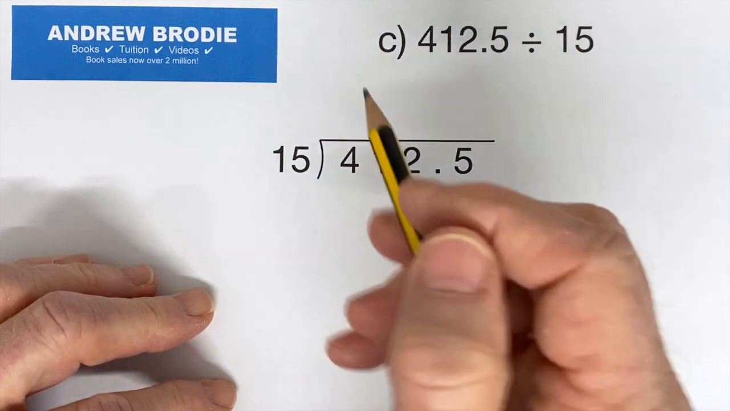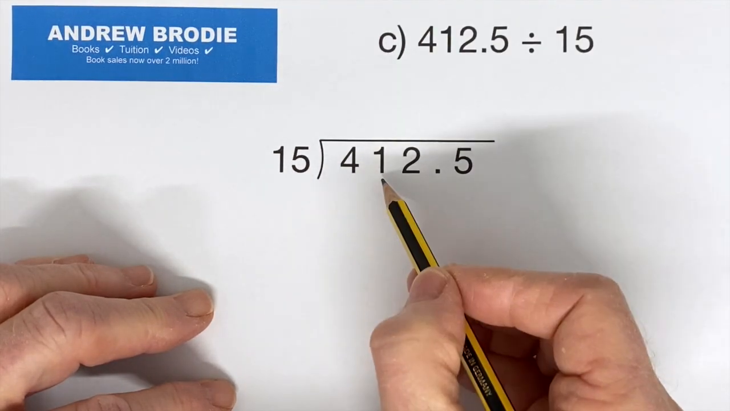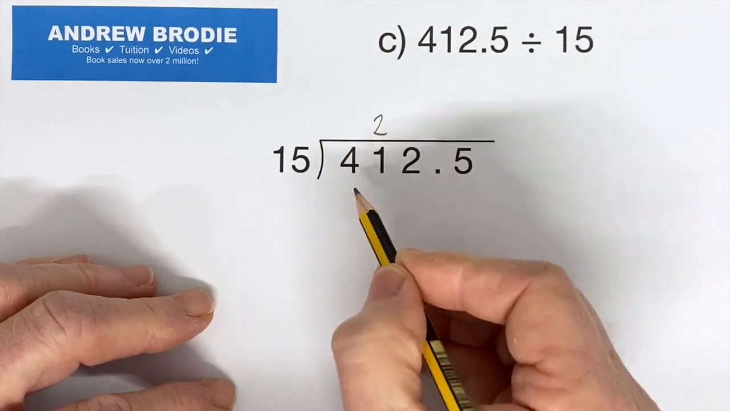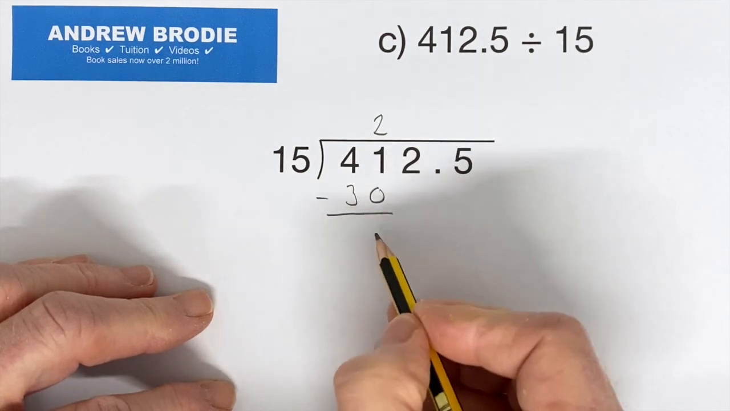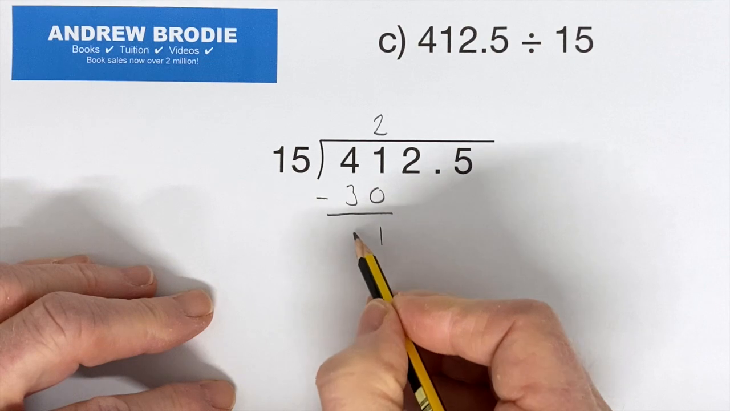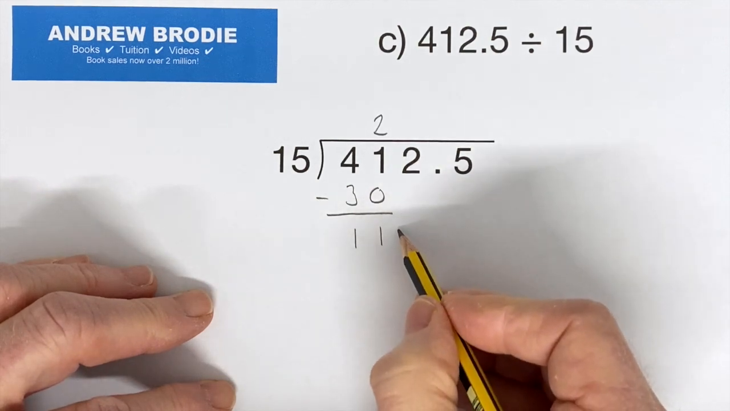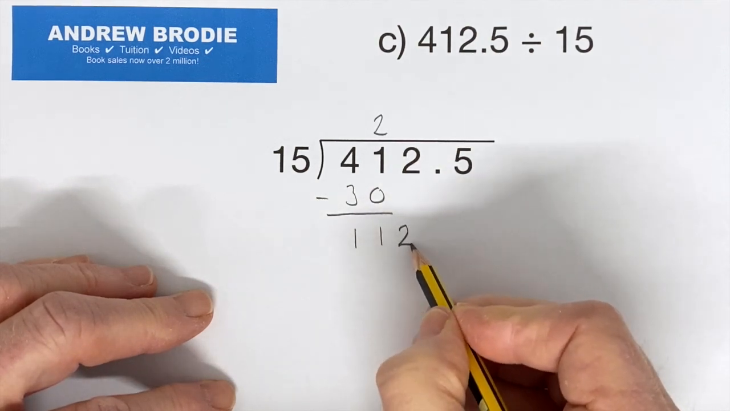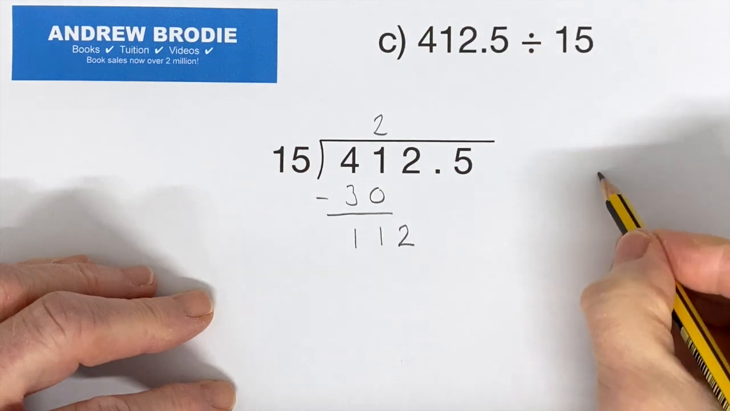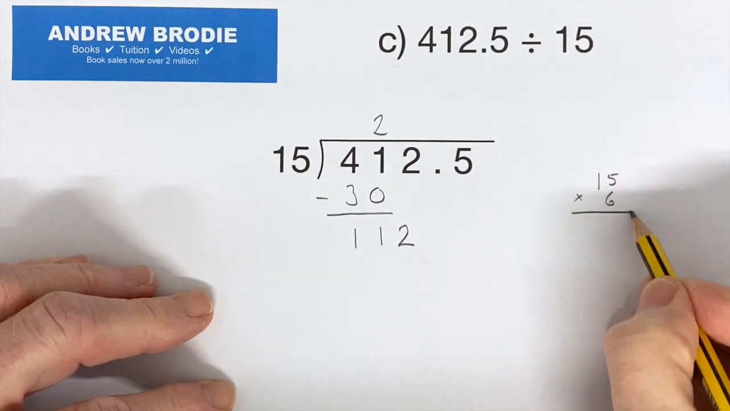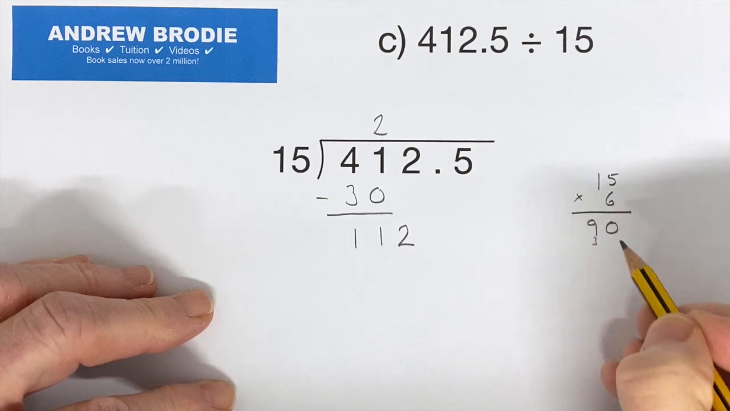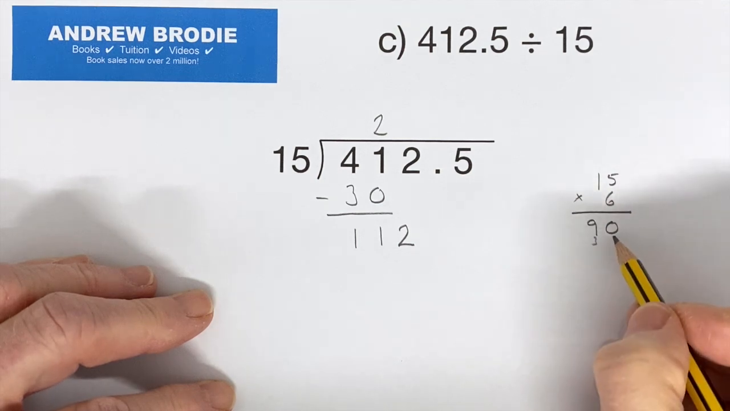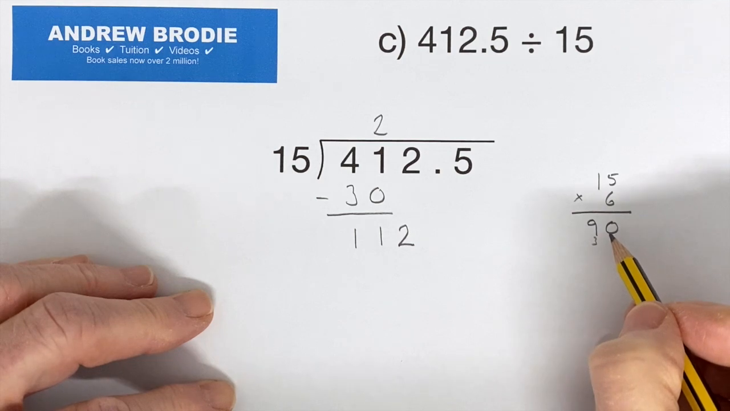412.5 divided by 15. 15 into 4 won't go. 15 into 41 goes twice, because 2 15s are 30. So we'll take that away. 1 take 0 is 1. 4 take 3 is 1. Bring down the 2. How many 15s in 112? I'm going to guess 6. What's 6 15s? 6 5s are 30. 6 10s... add 3 makes 9. That's 90. But actually, we can add another 15 on. So it's going to be 7.